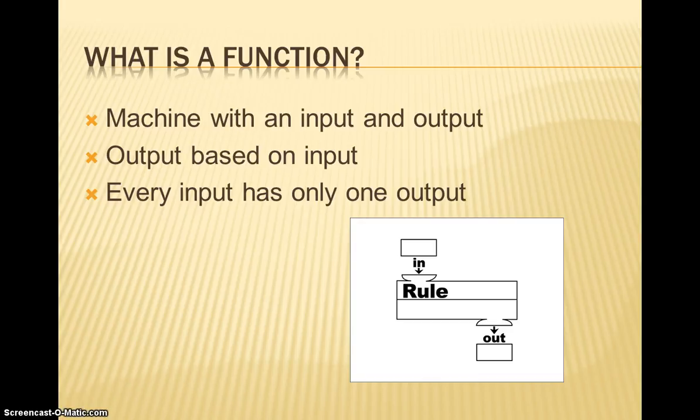For every input, it is important to know that there will be only one output. Putting in the same input will never get you a different output. The input and output can be both numbers and letters. From this point on, we will call the input x, the output y, and the rule the function.